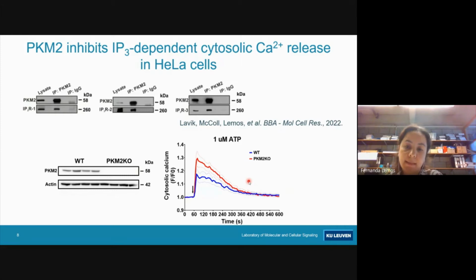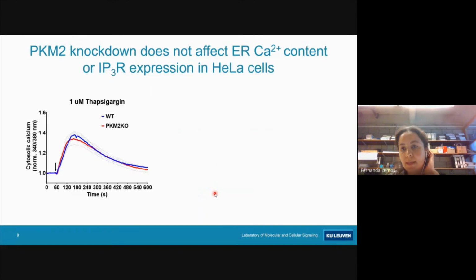To better understand this difference in cytosolic calcium, we decided to check the ER calcium content. We used thapsigargin, and here you can see that there is no difference between the two curves, in the wild type and the PKM2 knockout cells. So it seems that PKM2 is not involved in the control of ER calcium content, at least in this HeLa cell model.